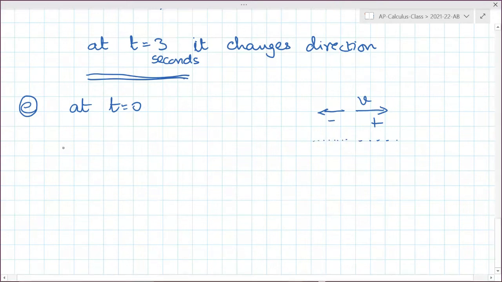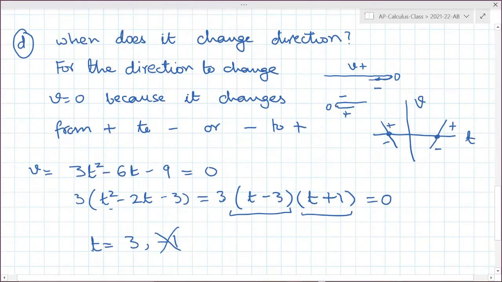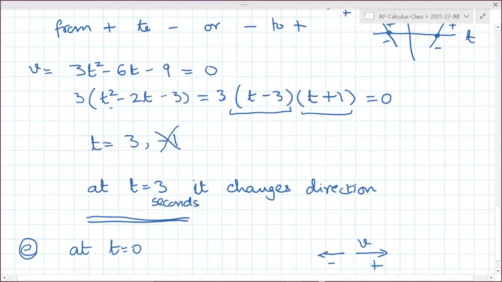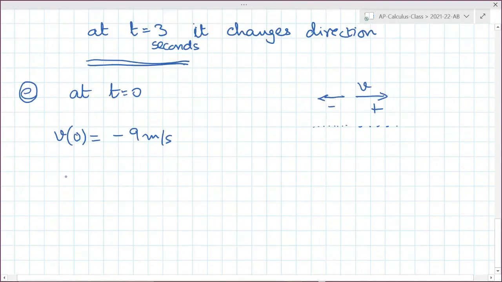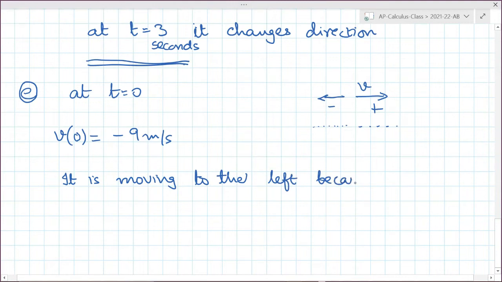At time equals 0, we have to find the velocity. So what is the velocity at 0? Velocity is this, 3t squared minus 6t minus 9. So what is the velocity at 0? Negative 9. So it is negative 9 meters per second. So which way is it going? It is moving to the left because velocity is negative.